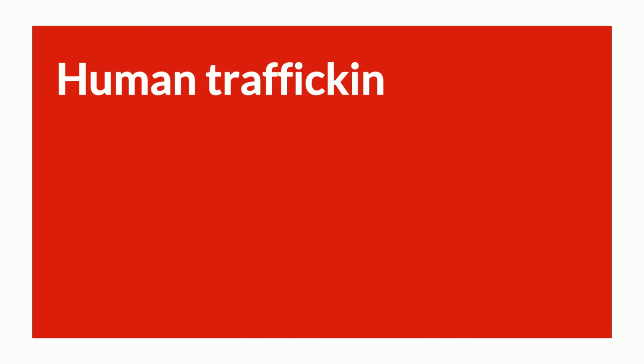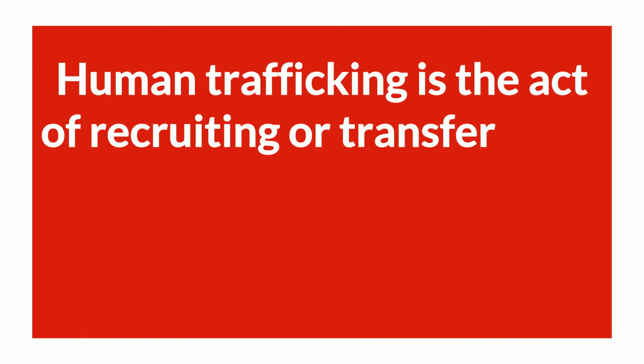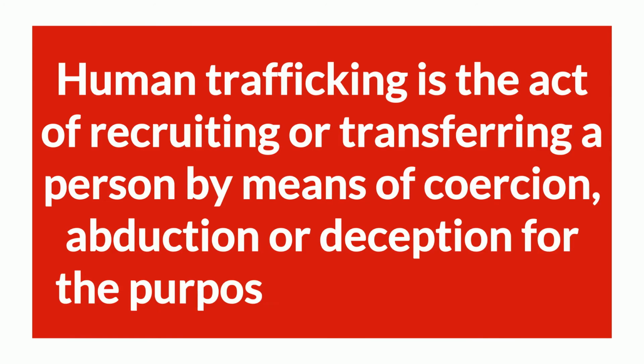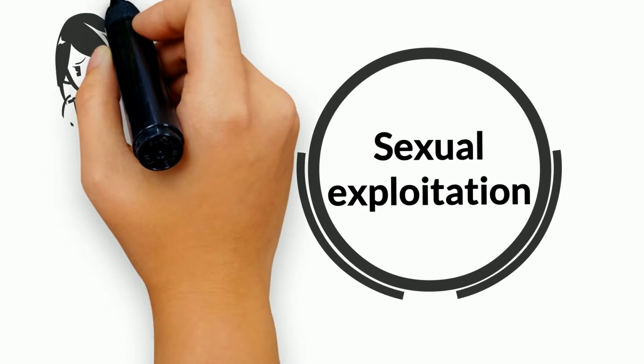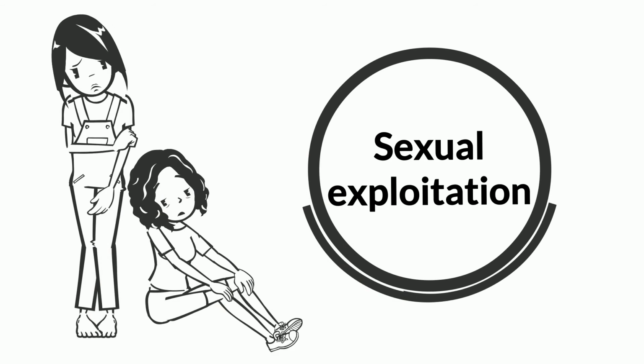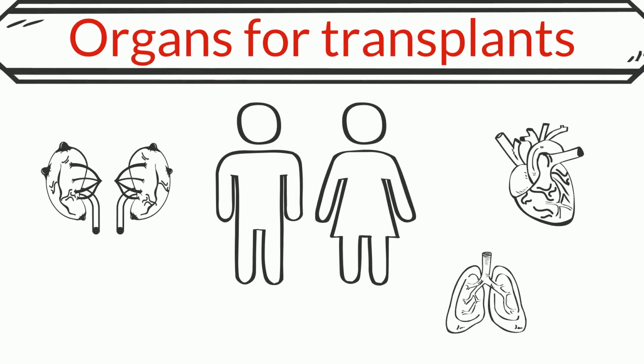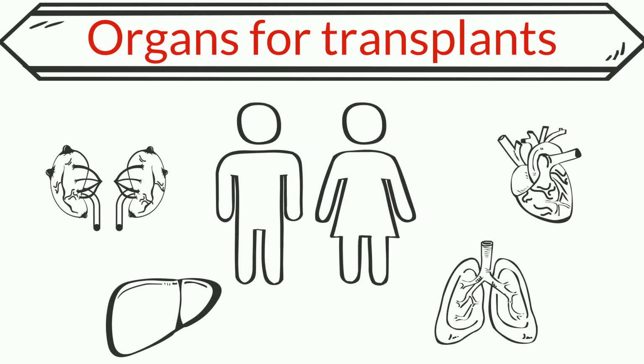Human trafficking is the act of recruiting or transferring a person by means of coercion, abduction, or deception for the purpose of exploitation. Although most people assume sexual exploitation to be the most common reason for trafficking people, it is in fact for forced labor. People are also trafficked for other forms of exploitation, such as the removal of their organs for transplants.